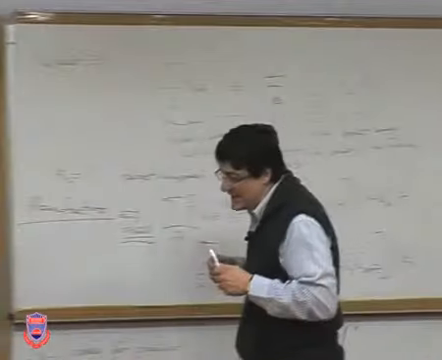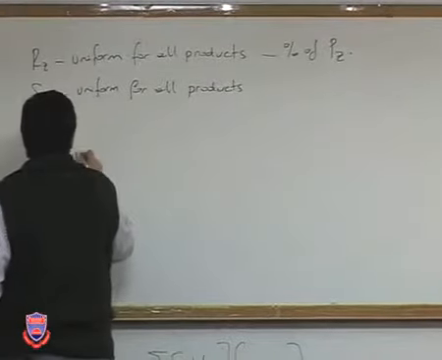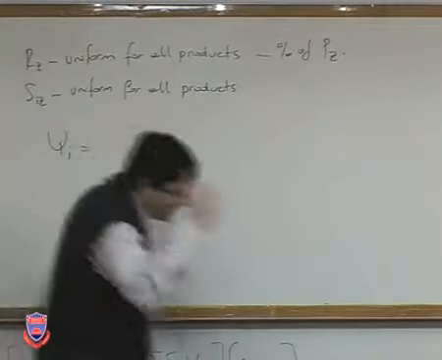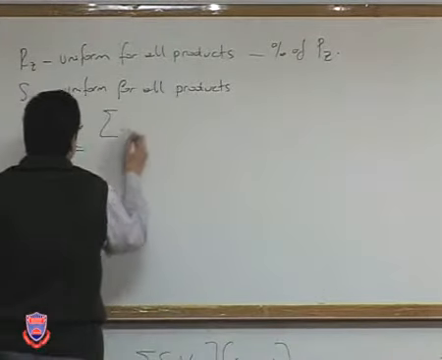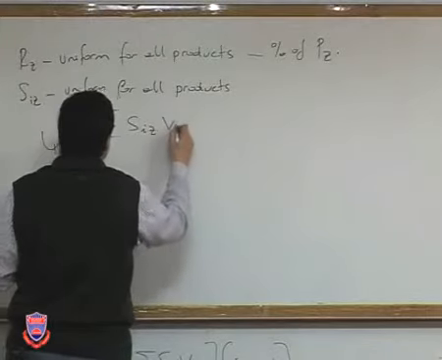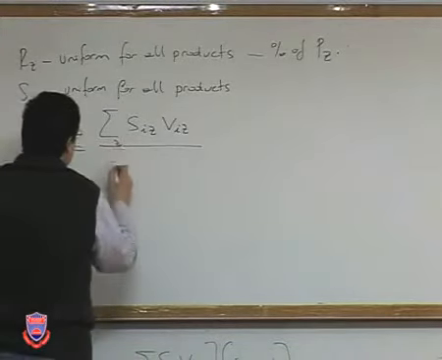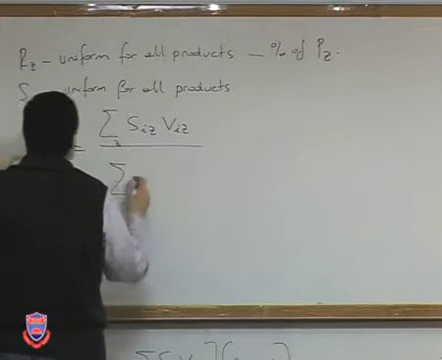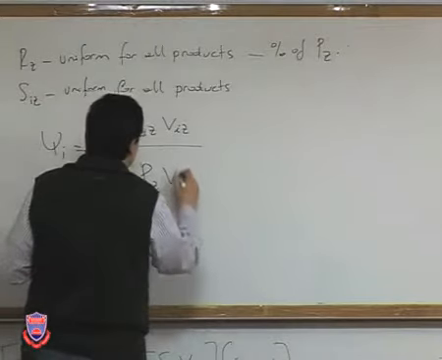So what happens is that for every i, I can define a term which is called phi i. So let me give the definition of phi i. Phi i will be simply the sum over all z of S sub iz times V sub iz, divided by the sum over all z of P sub z, which is the price, times V sub iz.